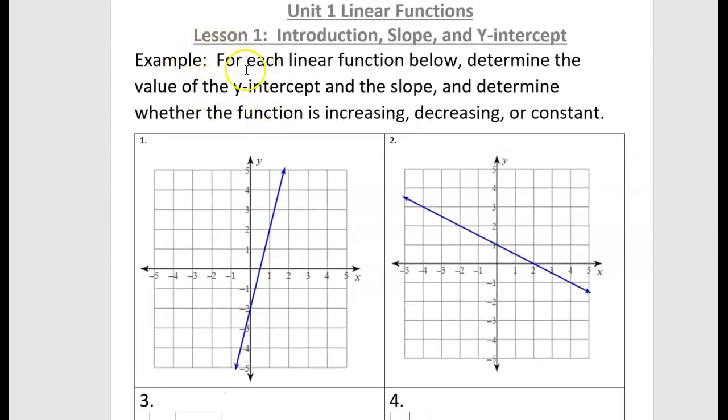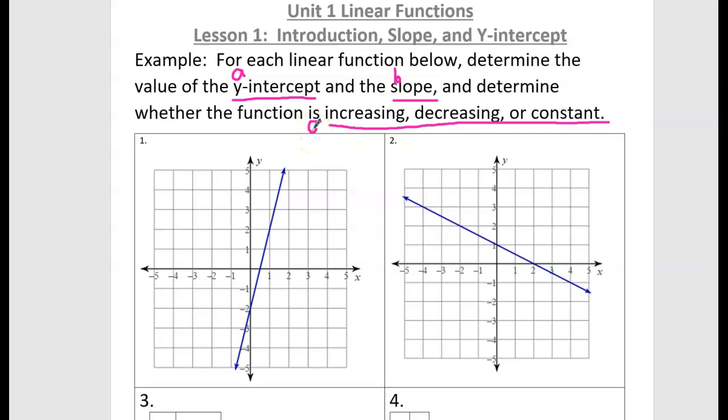So example 1 here says, for each linear function below, determine the value of a couple of things. They want us to find the y-intercept, slope, and then they want us to say whether the function is increasing, decreasing, or constant. So we have 3 things we're going to do for each problem. Find the y-intercept, find the slope, and then determine whether the function is increasing, decreasing, or constant. Okay, so let's go ahead and start here. We'll call this part A, part B, and part C.